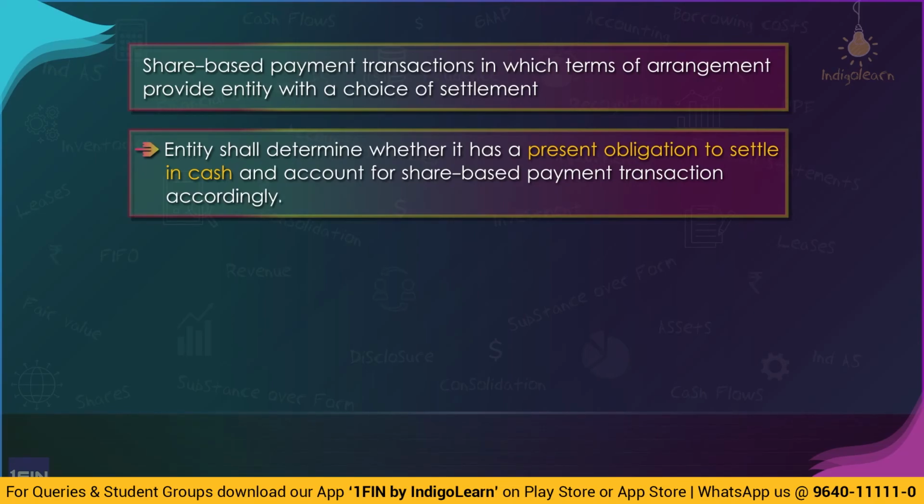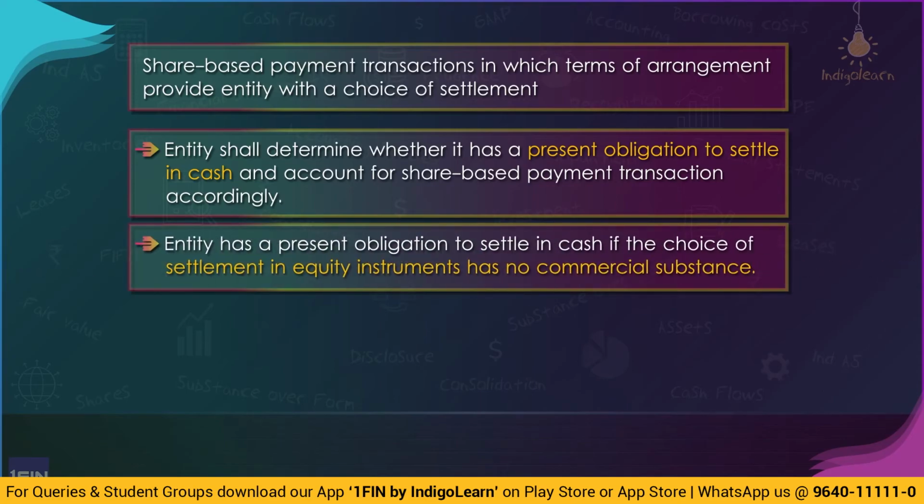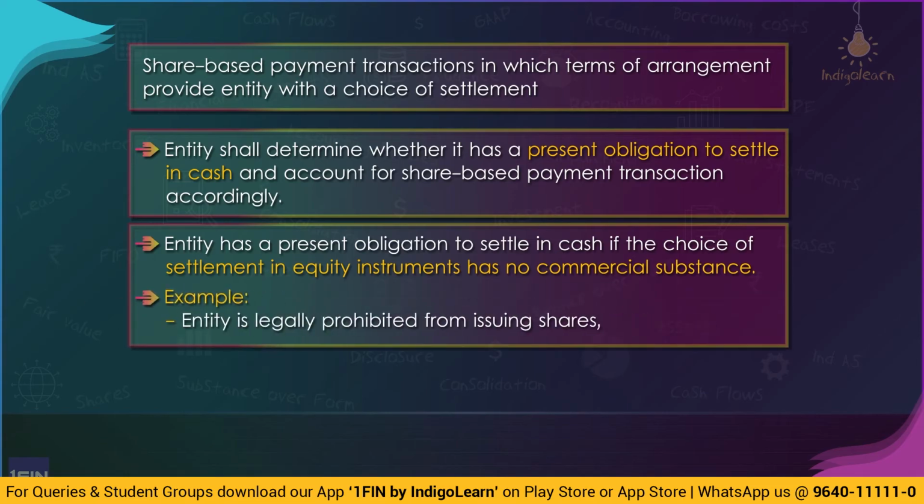The question is, when does an entity have a present obligation to settle the transaction in cash? That could be a case where the settlement in equity instruments has no commercial substance, meaning the settlement in equity does not have any commercial substance, maybe a case where the entity cannot issue equity instruments, right? In that case, we can determine that the settlement in equity does not have commercial substance, and hence it will be accounted for as a cash settled transaction.